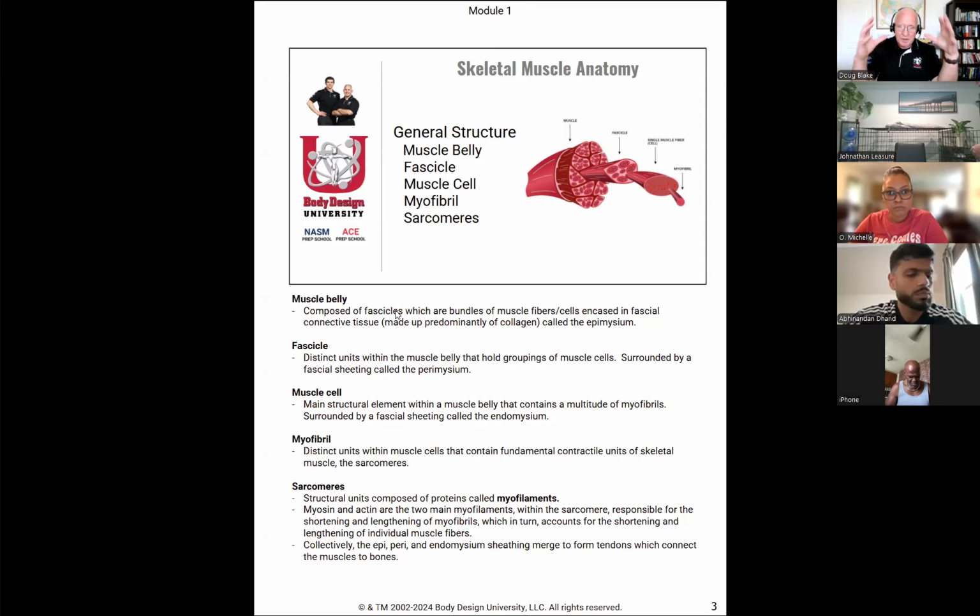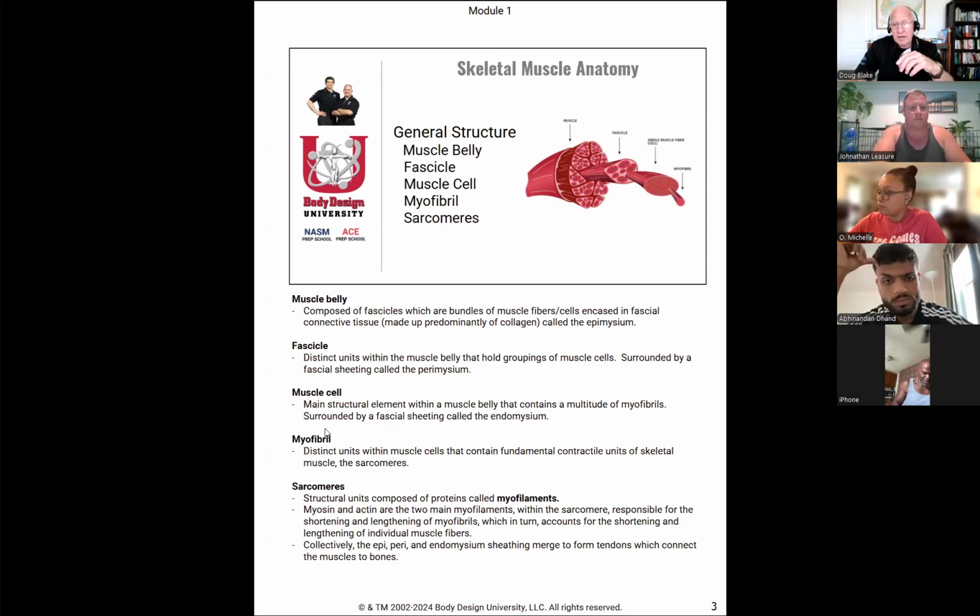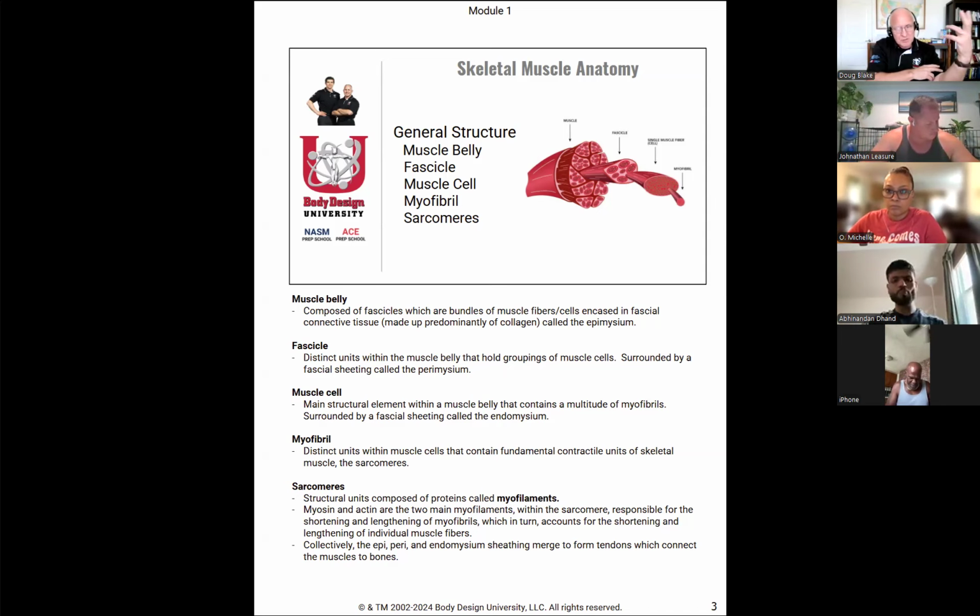So we start with the muscle belly. Muscle belly is composed of fascicles. Okay. And fascicles are simply the distinct units within a muscle belly, the units that actually hold the muscle cells. So everybody got this? You're training your bicep. That is a muscle belly. Your biceps muscle is actually composed of these subunits known as fascicles. So everybody got that? Simple, yes?